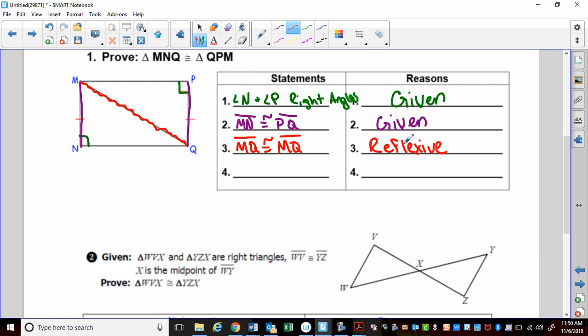Just like you're looking at yourself in the mirror as your reflection, the reflexive property is when something is congruent to itself. Okay, I have enough information to prove these triangles are congruent. Because they are right triangles and we have the hypotenuse and a leg in each triangle, I can say that these two triangles are congruent. Triangle MNQ is congruent to triangle QPM by the HL postulate.